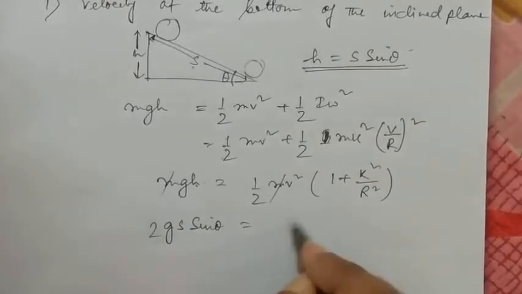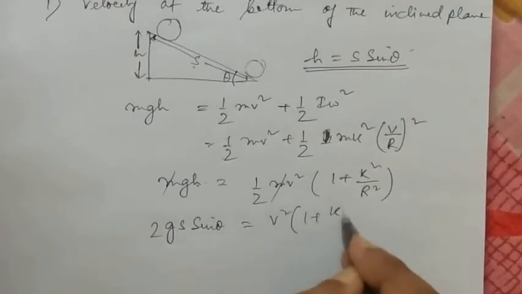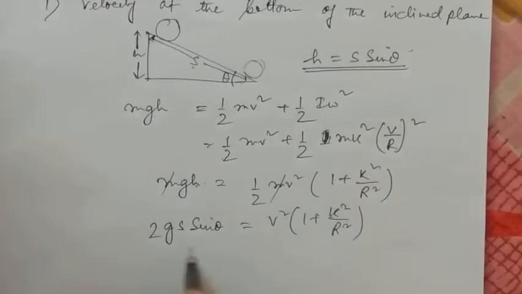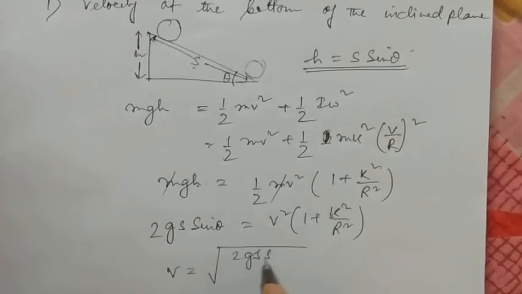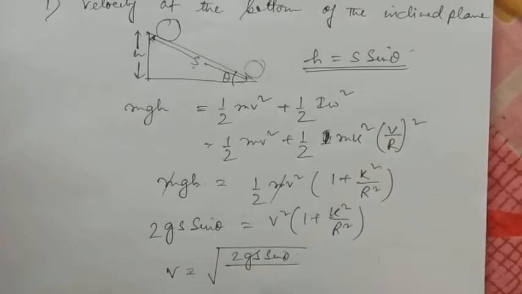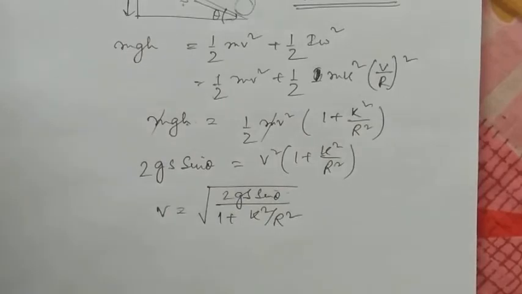So 2gs sine theta equals v square into 1 plus k square by r square. So the expression for v will be equal to the square root of 2gs sine theta by 1 plus k square by r square.